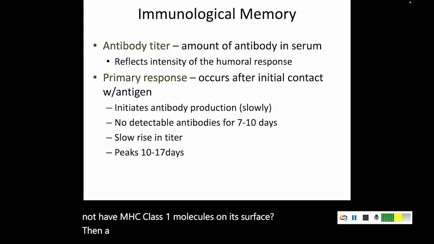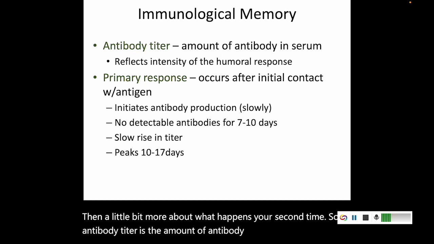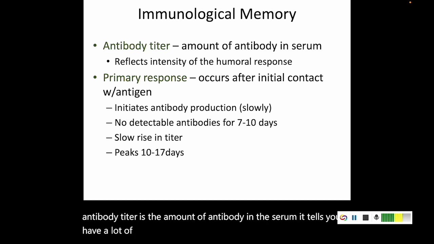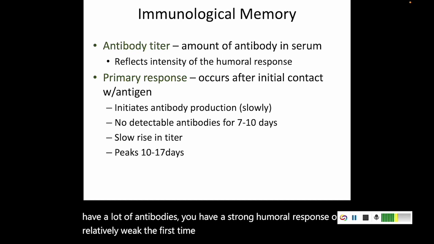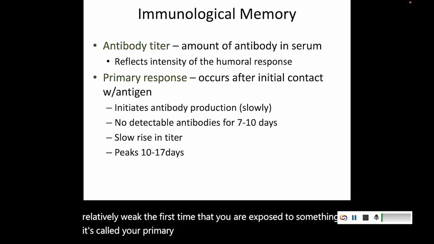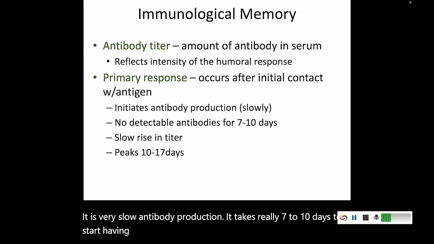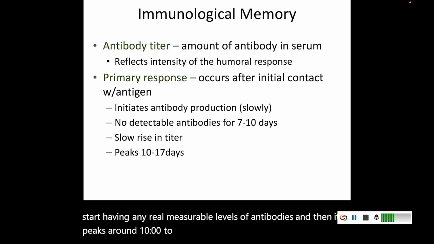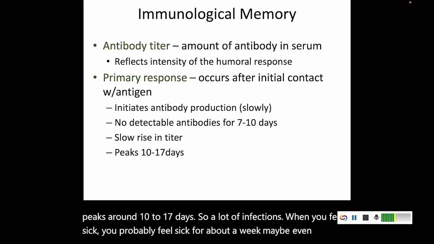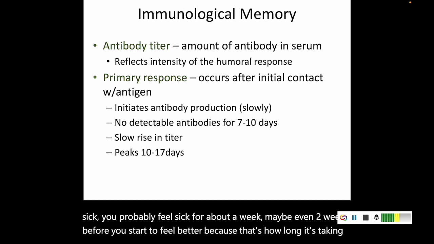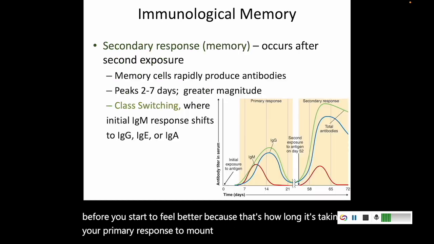Then a little bit more about what happens your second time. So antibody titer is the amount of antibody in the serum. It tells you whether you have a lot of antibodies, a strong humoral response, or a relatively weak one. The first time that you are exposed to something, it's called your primary response. It is very slow antibody production. It takes really 7 to 10 days to start having any real measurable levels of antibodies. And then it peaks around 10 to 17 days. So a lot of infections, when you feel sick, you probably feel sick for about a week, maybe even 2 weeks before you start to feel better, because that's how long it's taking your primary response to mount a reaction.